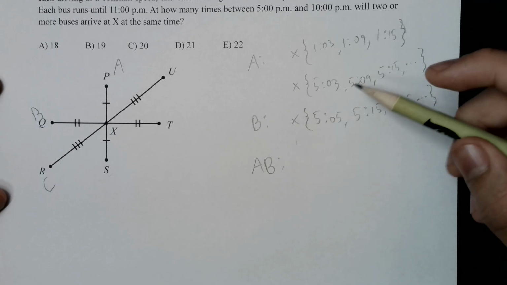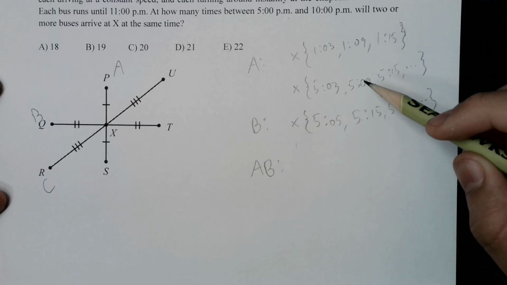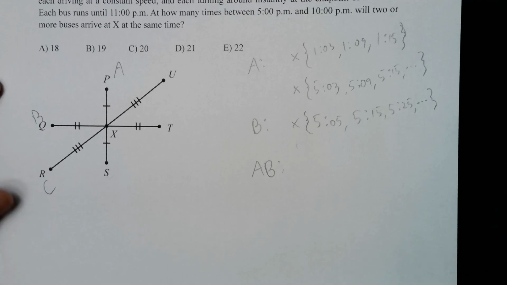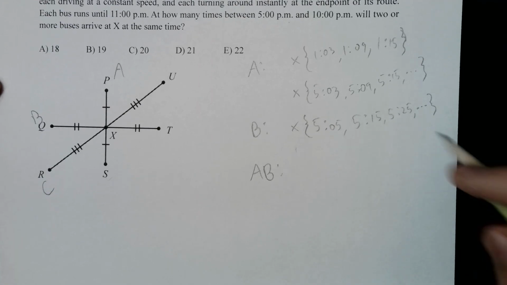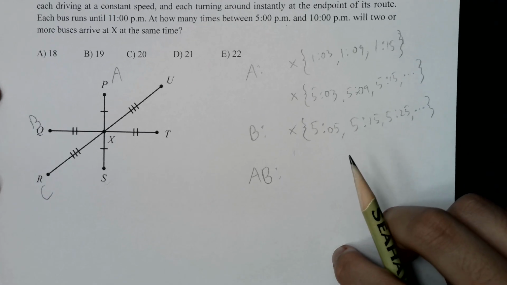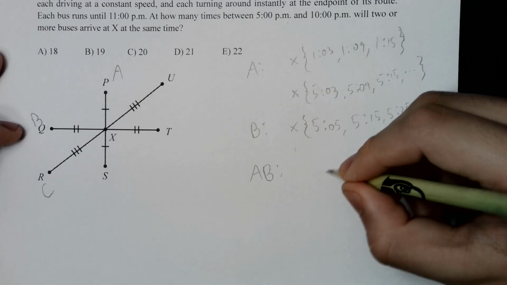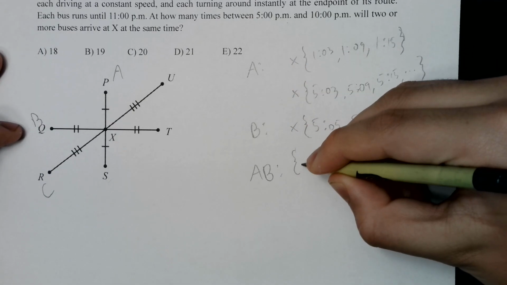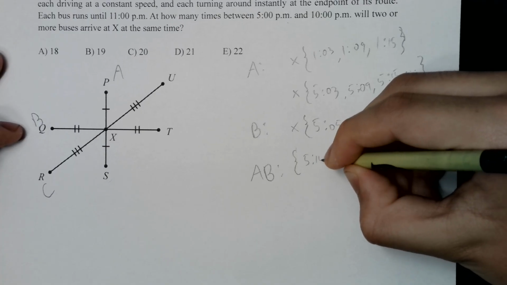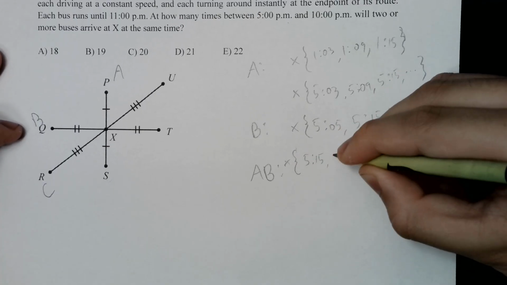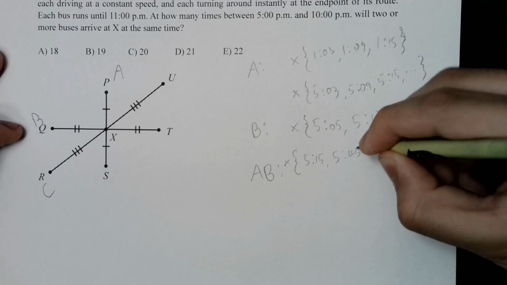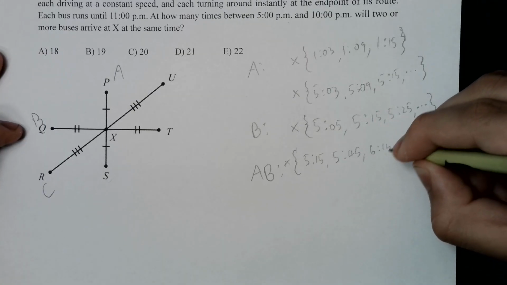And we see that the first instance of this happening in our 5 to 10 p.m. time range is 5:15. This means that the first stop where both A and B arrive at X is going to be at 5:15, 5:45, 6:15, and so on.